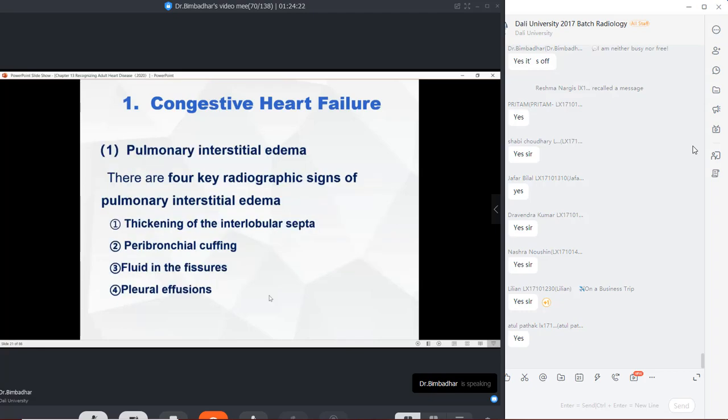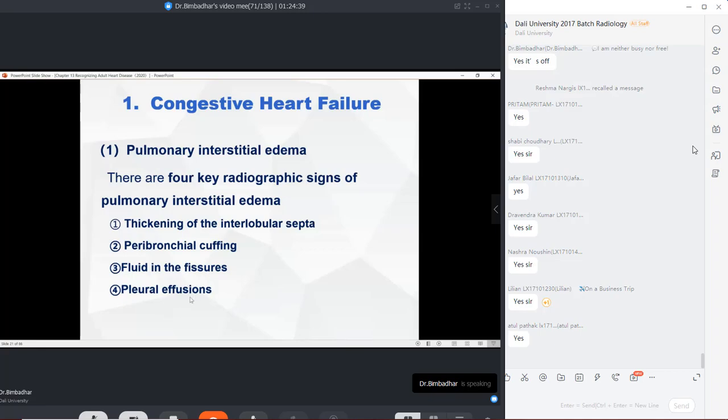Right. So what exactly are the four major features of pulmonary interstitial edema? The first thing is thickening of the interlobular septa. The second one is peribronchial cuffing. The third is fluid in the fissures. And fourth is pleural effusions.